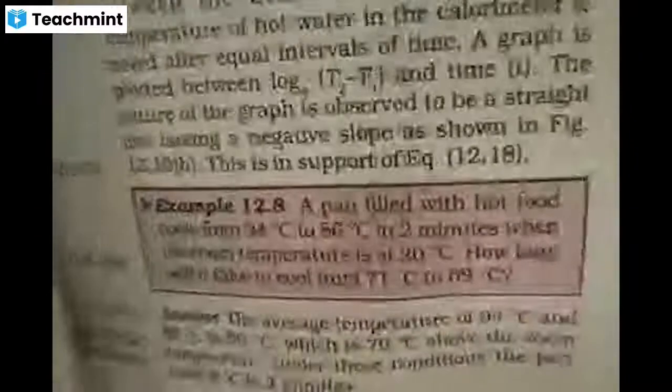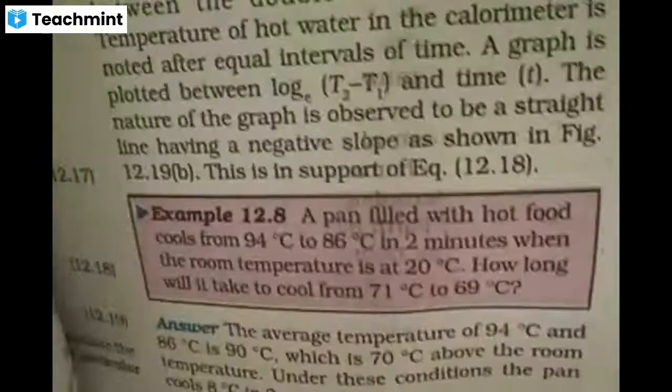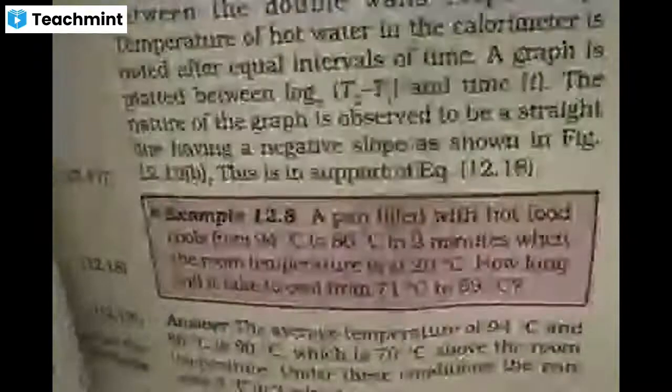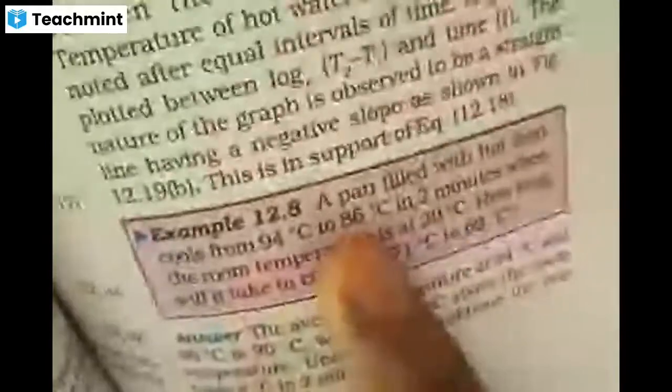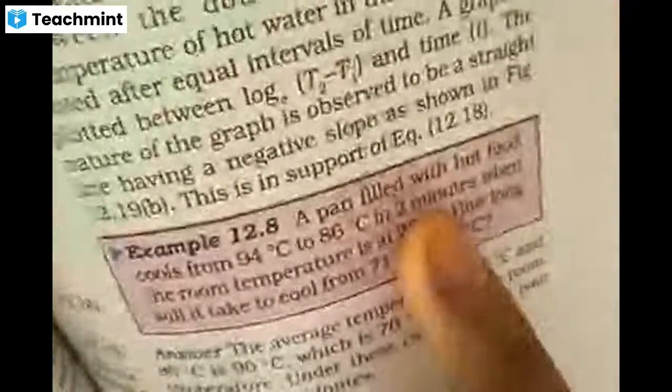Now try to understand the question. What does he say in the question? A pan filled with hot food cools from 94 to 86 in 2 minutes. When the room temperature is 20, how long will it take to cool from 71 to 69? Same food he's asking. Here there is food whose temperature is changing from 94 to 86. From 94 to 86, it is taking 2 minutes.